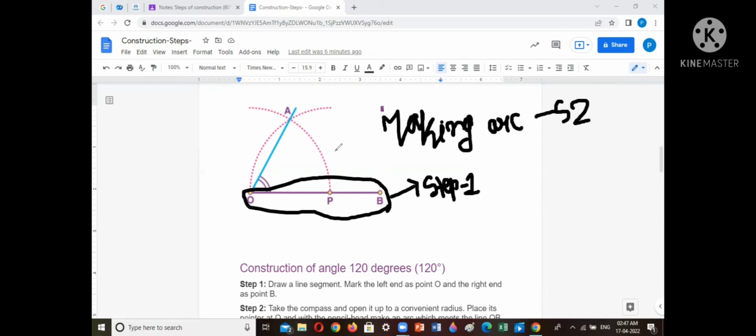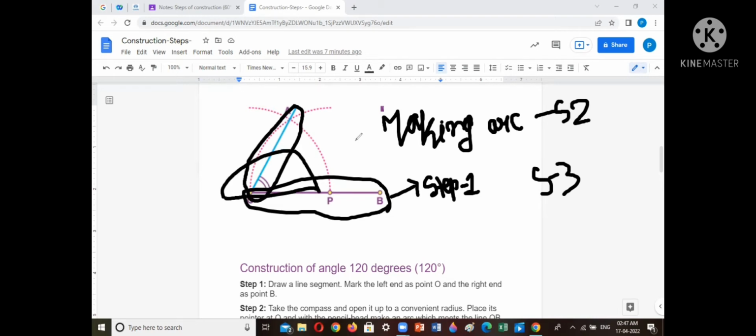After making the arc, we name it as point P. From the point P, we make one more arc. That one was step 3, which means we made one more arc on the previous arc, the very first arc which we made. Then we named that point as point A. And then we finally made this line from A and O. So when we measure it with the protractor, we would get it as 60 degrees only.